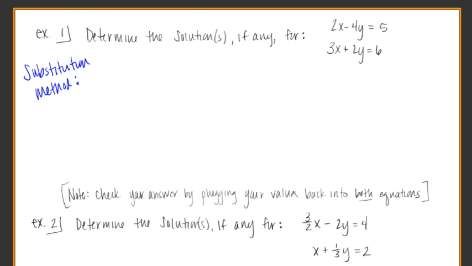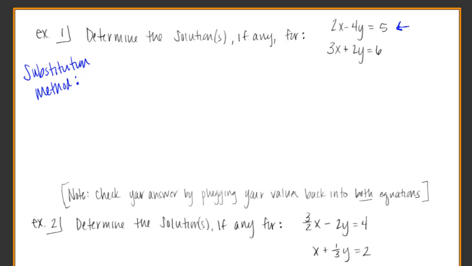Here's example 1. I'm actually going to solve this twice: the first time using the substitution method and the second time using the elimination method, so y'all can see what each one is all about. For the substitution method, we focus on one of the equations. I'm just going to pick the top one, it doesn't really matter, and solve it for one of the variables. This could get gross, but I'm going to try to do both methods with this one.